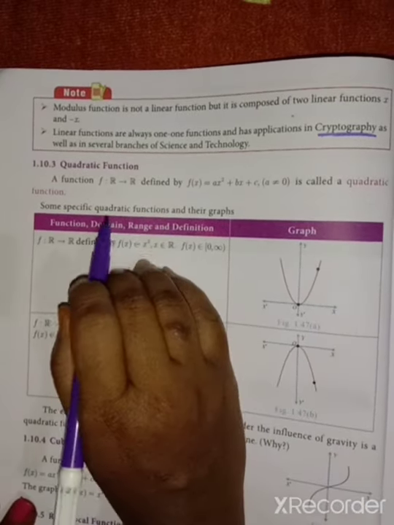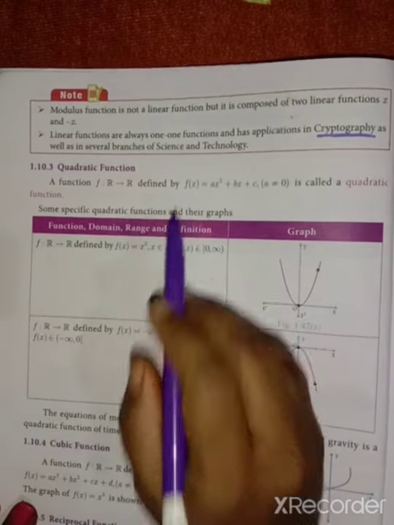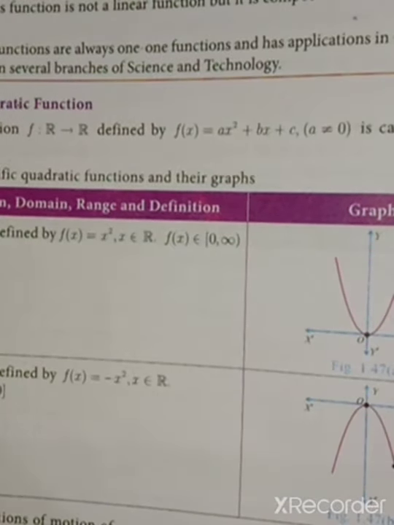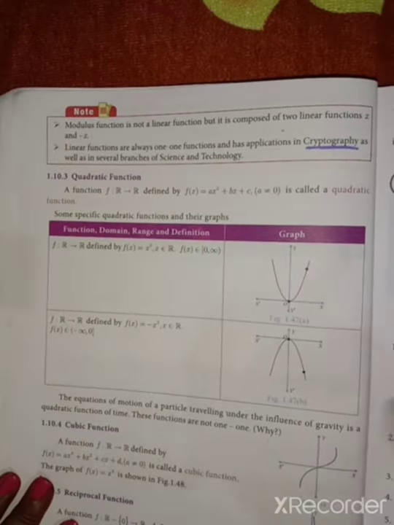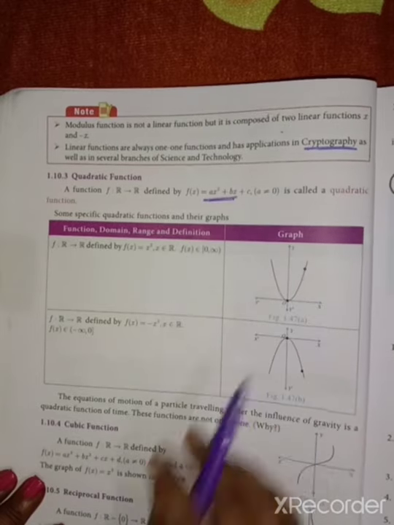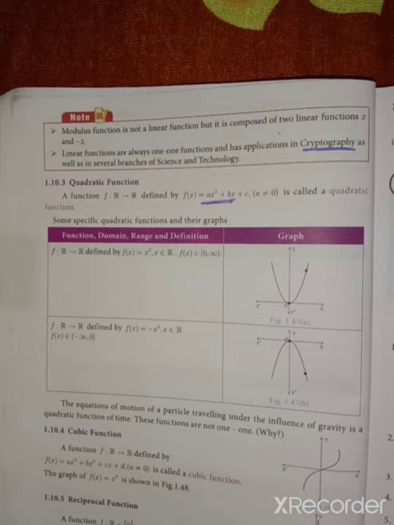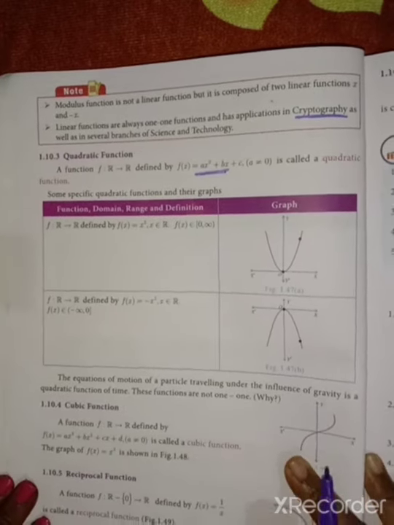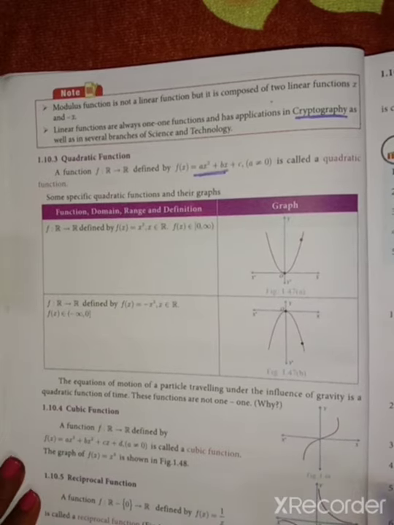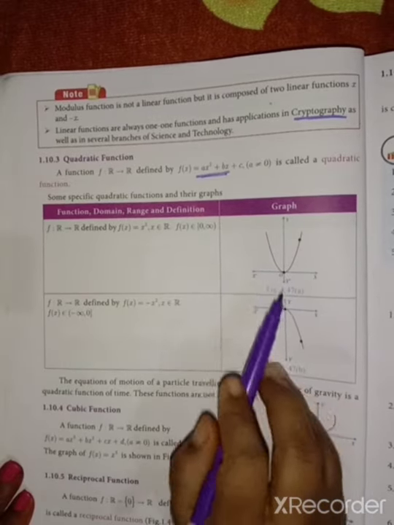So here we can say that a function f from R to R defined by f of x equal to ax squared plus bx plus c, a is not equal to 0, is called a quadratic function. So that function equation is ax squared plus bx plus c. See some examples. If you have a quadratic function and you substitute values, we get the graph as a parabola. This name is parabola.